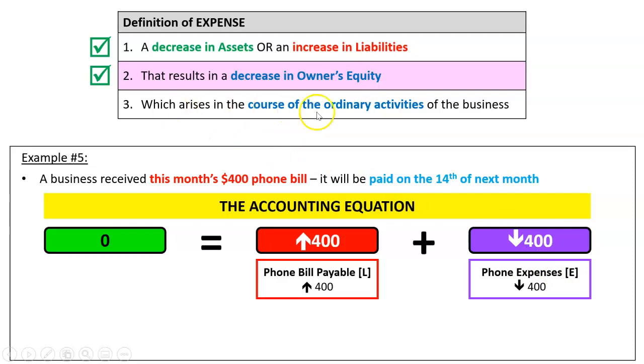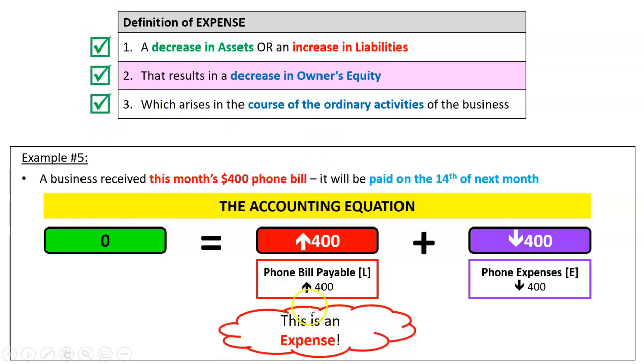And is it an ordinary business activity? Yes, it is. I guess we now need to say the 3 parts of the definition are met. So this is an expense. And the rule we've learned is it doesn't matter that no cash was paid. So we can see nothing happened here. Money didn't go down, but it's not about that. It's about whether the expense was incurred, not whether it was paid.